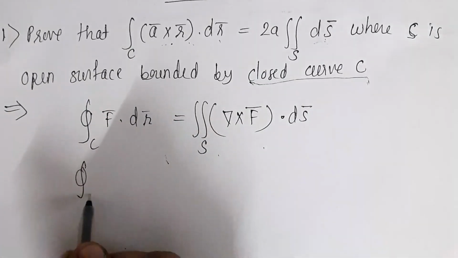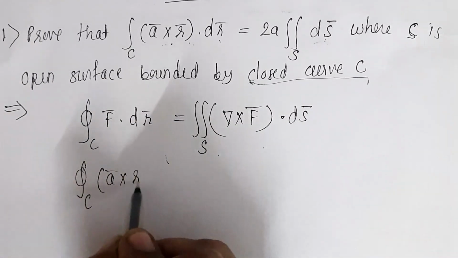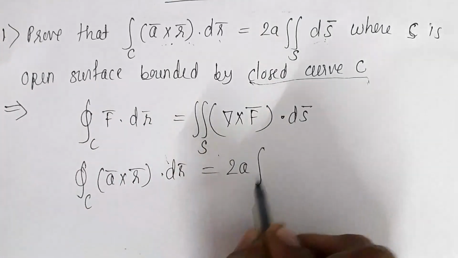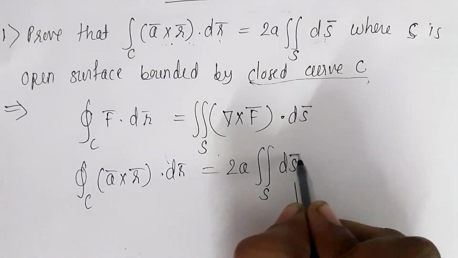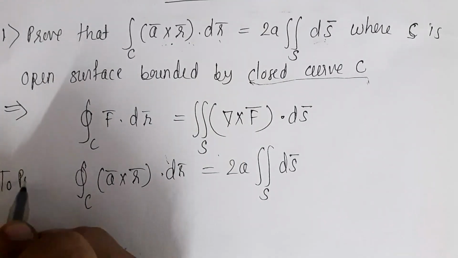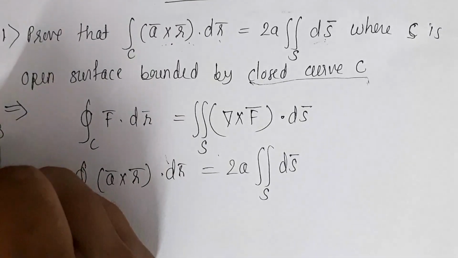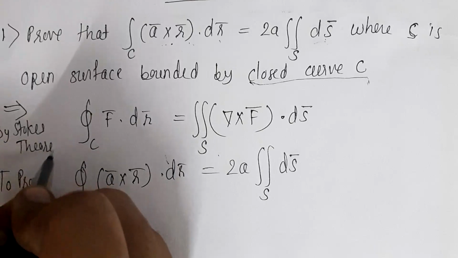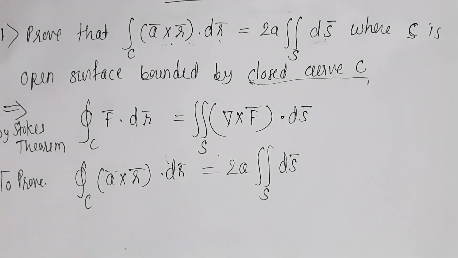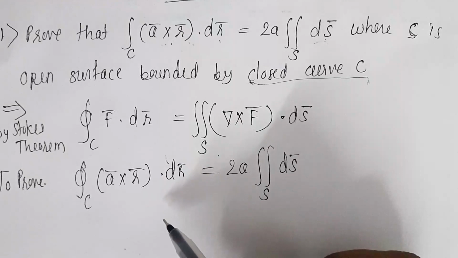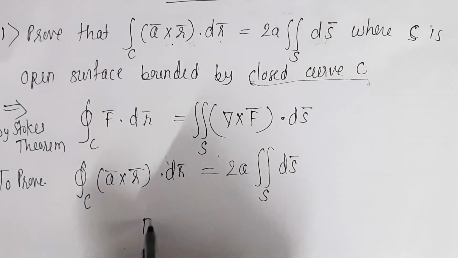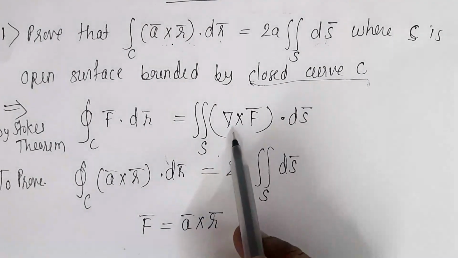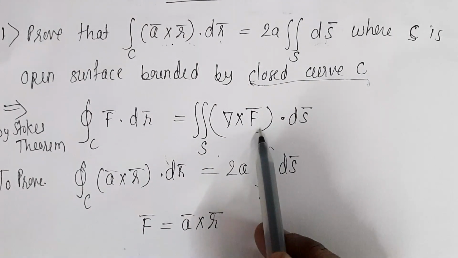Now if we compare this result with our given result, what is f? It is given that integral over C of A cross R dot dr is equal to 2A double integral over S of ds bar. This we want to prove, and this is by Stokes theorem. If we compare the left hand side only, we get f bar is equal to A cross R. Now what do we want? We want on the right hand side del cross f to use Stokes theorem.